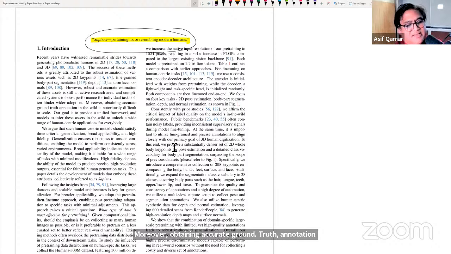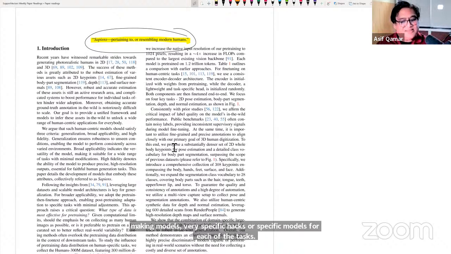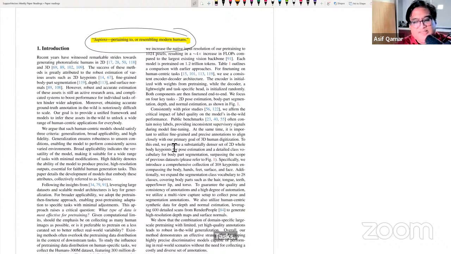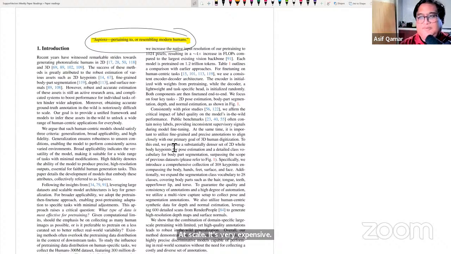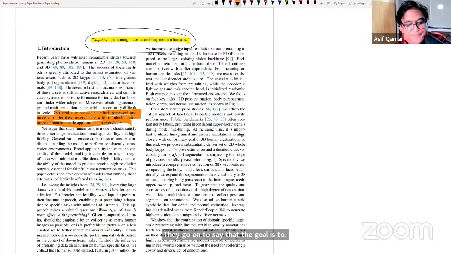So they make two points. First of all, you're making very specific hacks or specific models for each of the tasks. And the other is it's notoriously hard to get annotated data at scale. It's very expensive. So they go on to say that their goal is a unified framework of models to infer these assets in the wild to unlock a wide range of human-centric applications for everybody.